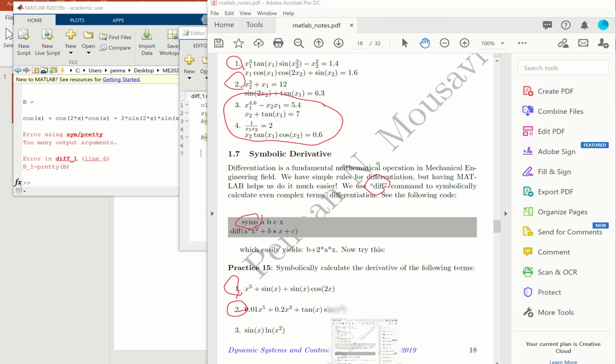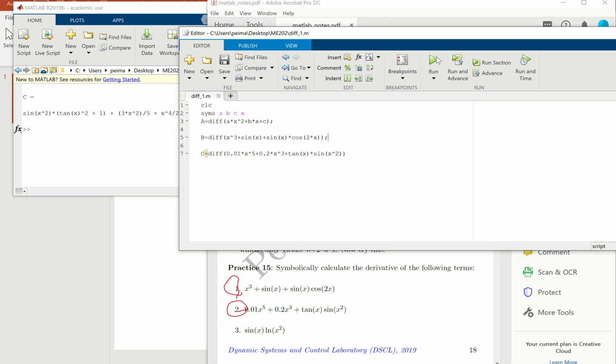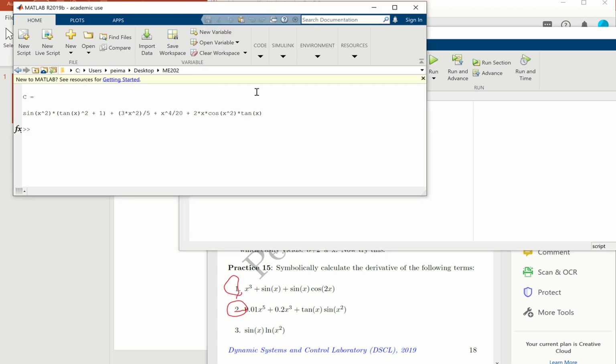So now part 2. Part 2 is c. I'm saying it is the differentiation of 0.01 multiplied by x to the power 5 plus 0.2 multiplied by x cubed, plus tangent of x multiplied by sine of x squared. Here we go. Right, but now I don't want to see the result of this, so you have to put this semicolon in front of it. Now only see the differentiation of this term. Now if I do that, here we go. We got to see this huge term.